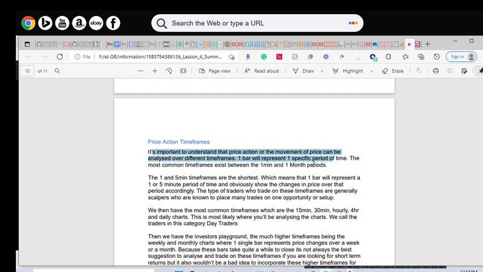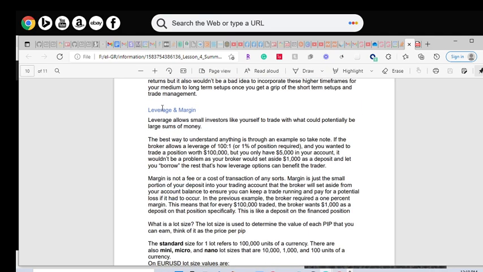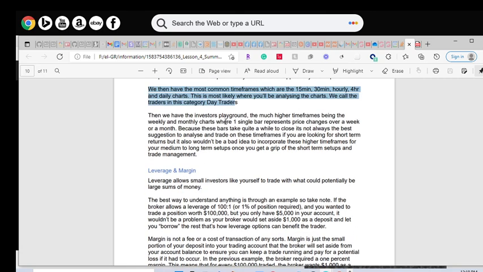Price action time frame: 1 bar is 1 specific period. Lower time frames are generally for scalpers who want to place many trades on an opportunity or setup, like a 15-20 minute chart. On a daily chart, one single bar changes over a week, which closes short-term patterns, and you get the higher time frame.